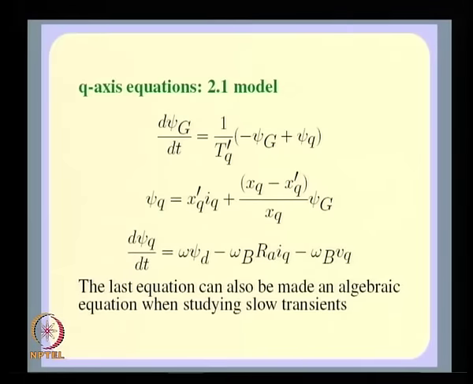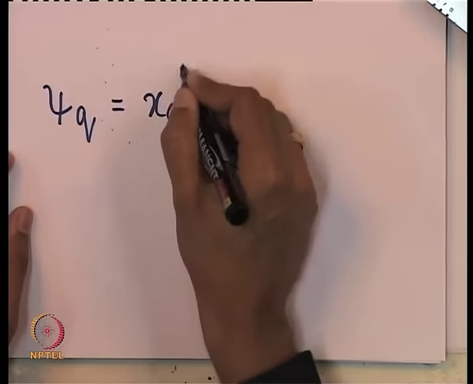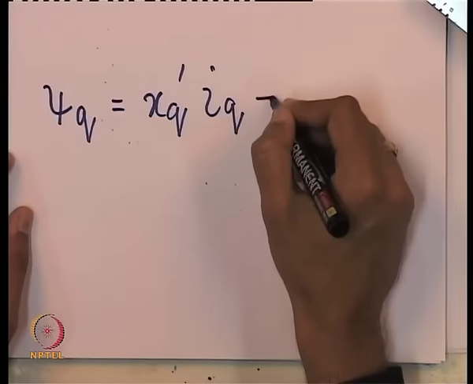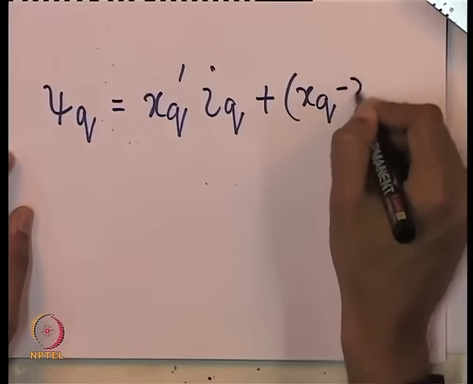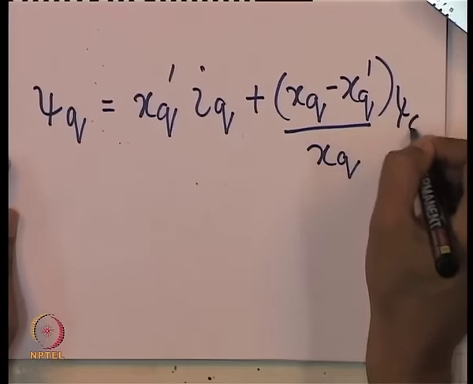Now, an interesting observation here which you may have noticed is that if you look at the algebraic equation relating psi q, psi g and I q, of course, it does not contain x q double dash, there is no need of having x q double dash. So I will just write it down here: psi q is equal to x q dash I q plus (x q minus x q dash) upon x q into psi g.